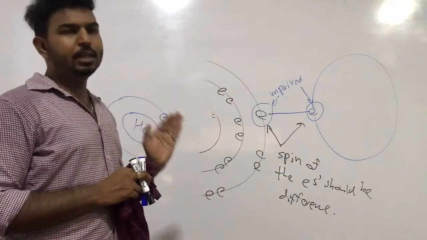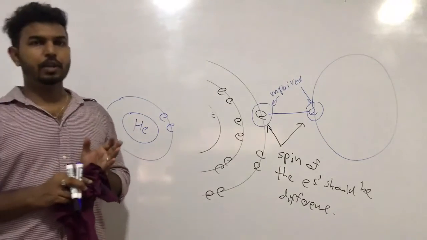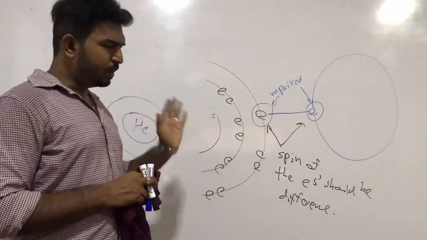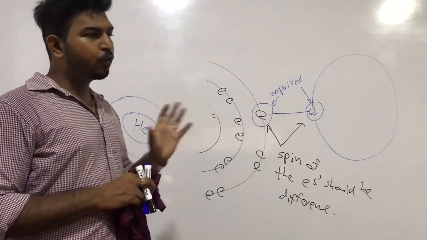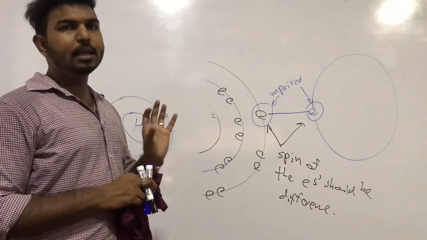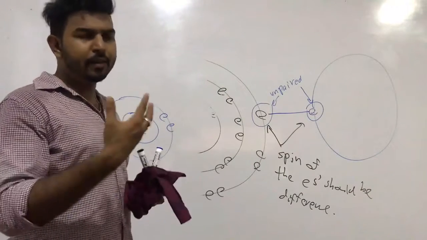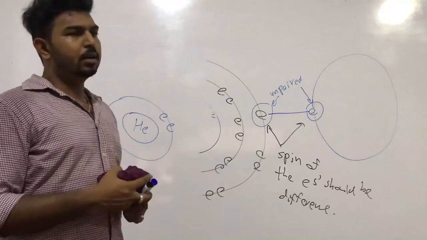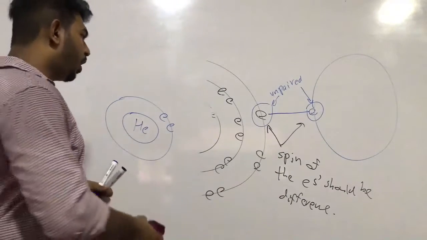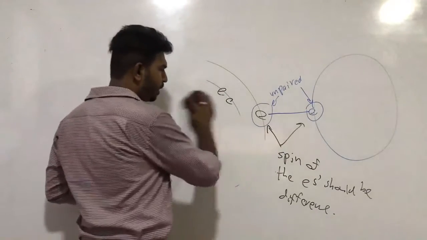Elements with a partially stable electron configuration try to get electrons or share electrons to form a stable chemical bond. So that's the main evidence that J.J. Thomson gave.